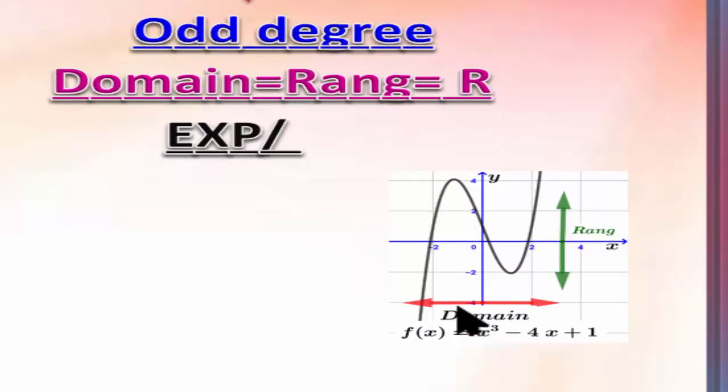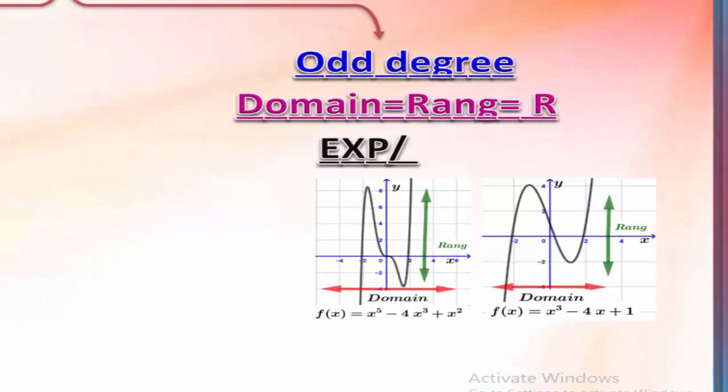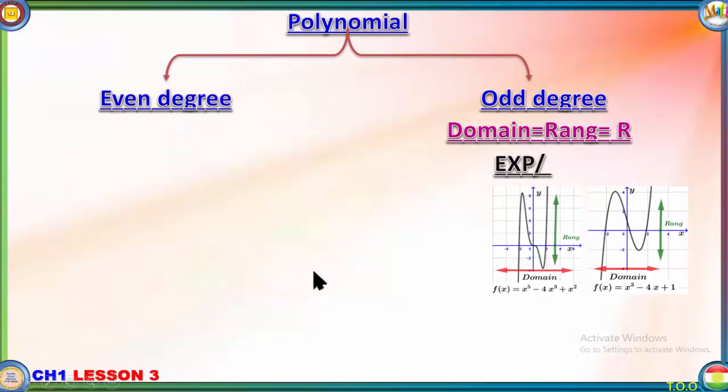For example, see this graph. You can see that the domain is all real numbers and the range is all real numbers. In this one, the domain is all real numbers and the range is all real numbers. The second type is when the degree of the polynomial is even. Here, we are interested in the quadratic function.